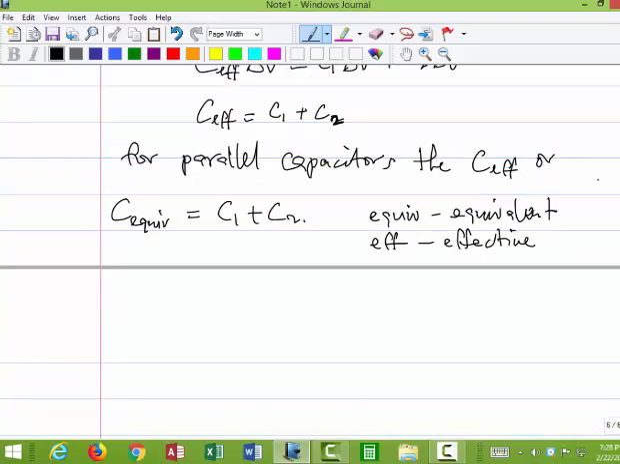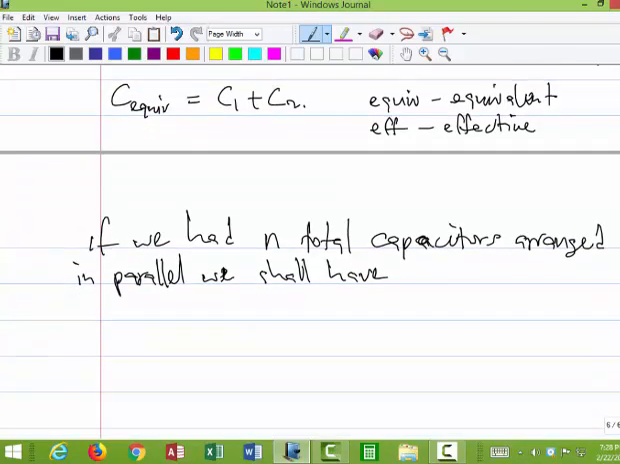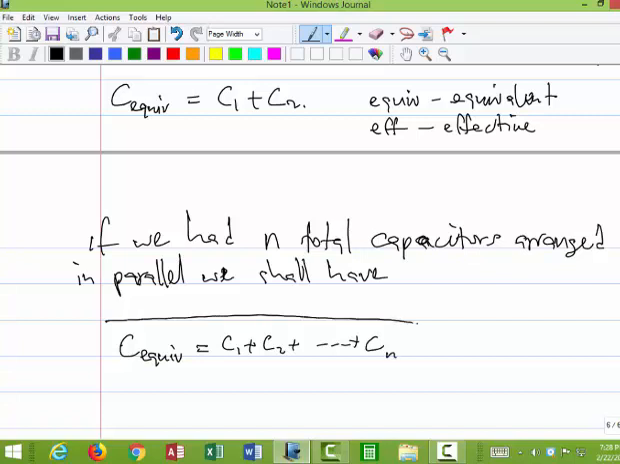This will also be true if we have n capacitors. If we have n total capacitors arranged in parallel, we shall have C equivalent equals C1 plus C2 plus Cn, like that. So capacitors in parallel just add up. If we take two capacitors and put them in parallel, and one is 10 microfarads and the other is 20, then the total capacitance of the parallel arrangement will be 30 microfarads.